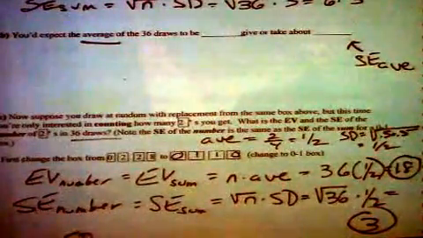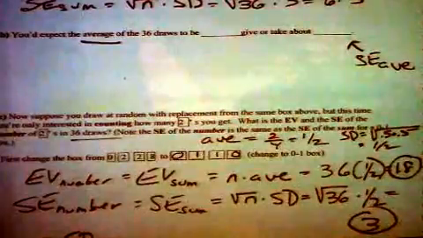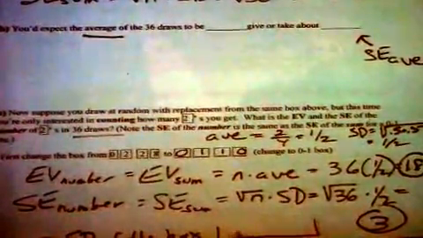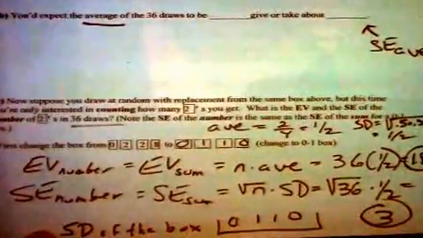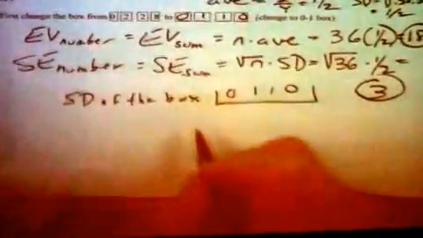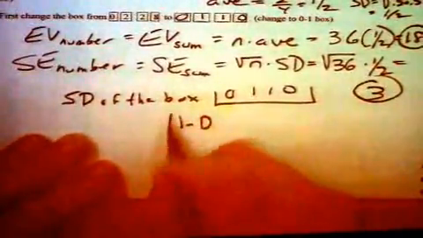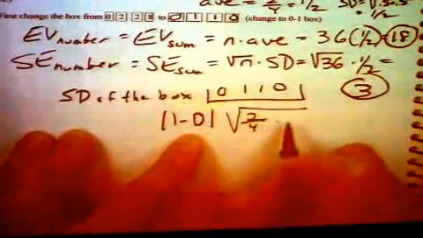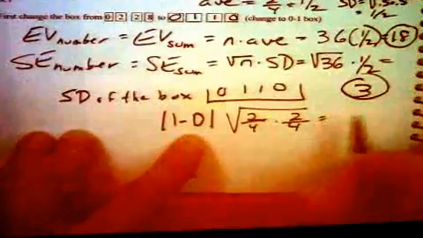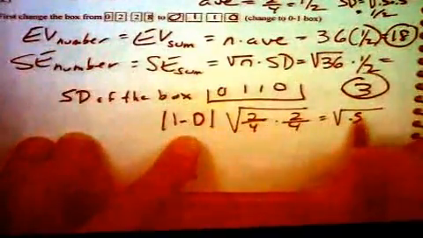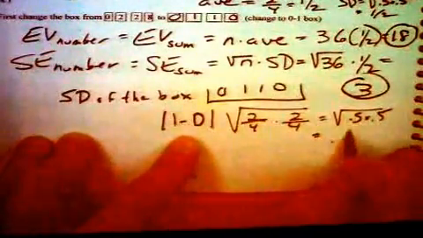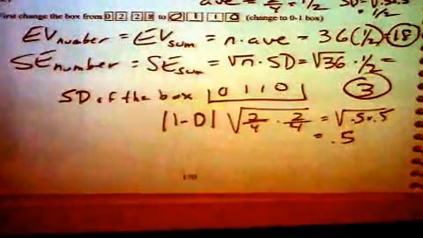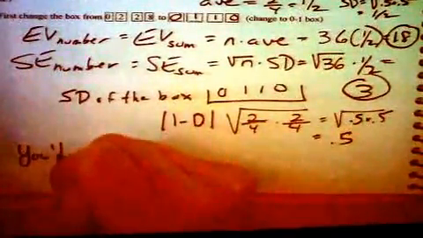If you wanted to do it the other way, the standard deviation of the box, I did it so quickly, and I apologize. The box looks like this. So you could do it like this. You could think, 1 minus 0, which really doesn't matter, times the square root of 2 over 4. There's 4 tickets total, and that's the same thing as the square root of 0.5 times 0.5, which is equal to 0.5.